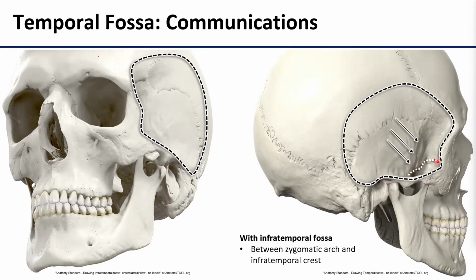This is where the bulk of, I shouldn't say the bulk of, all of the communication between the temporal and infratemporal fossa will take place. So we have the tendon and some of the muscle belly of the temporalis muscle passing in this gap here to get down to attach on the mandible. And we are also going to find some of the deep temporal neurovasculature passing through this communication here as well.